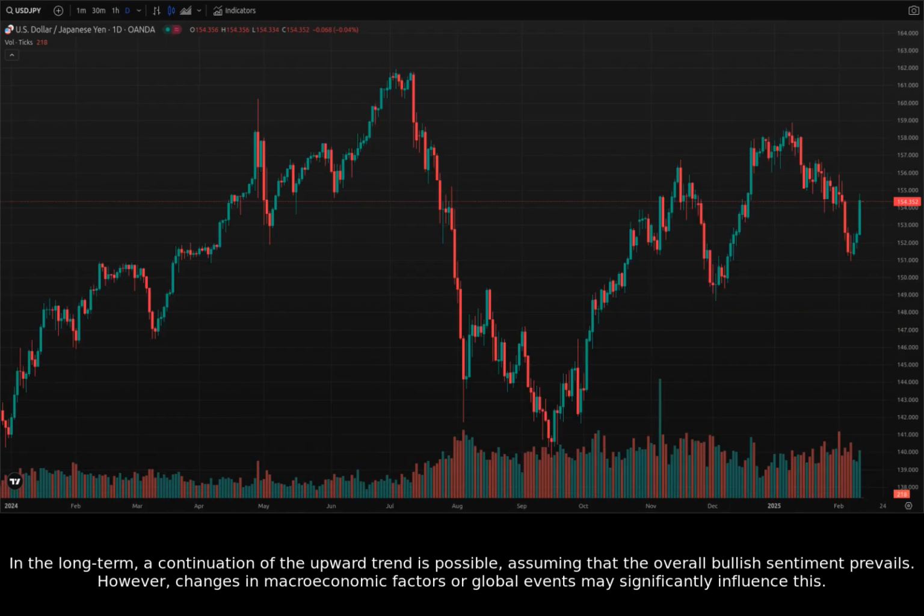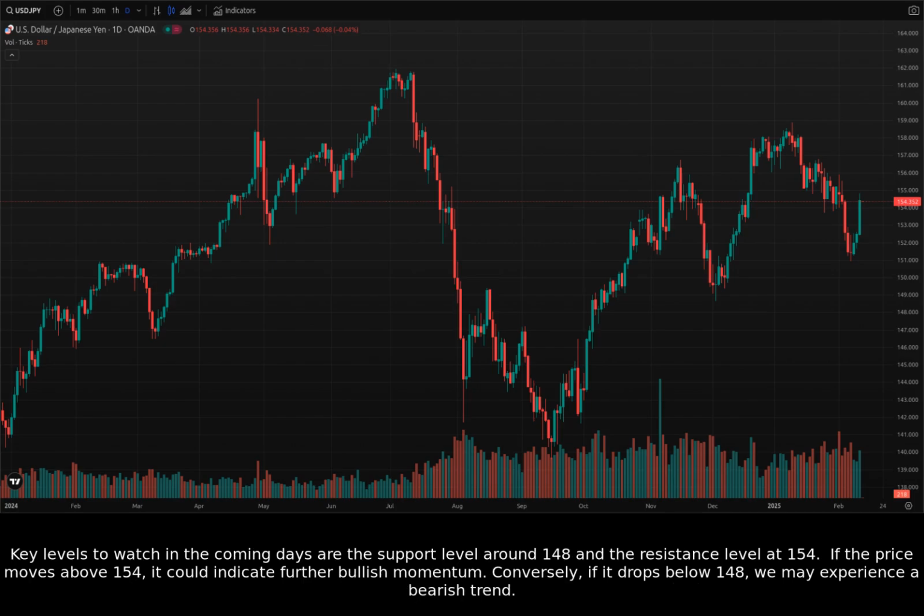In the long term, a continuation of the upward trend is possible, assuming that the overall bullish sentiment prevails. However, changes in macroeconomic factors or global events may significantly influence this. Key levels to watch in the coming days are the support level around 148 and the resistance level at 154. If the price moves above 154, it could indicate further bullish momentum. Conversely, if it drops below 148, we may experience a bearish trend.